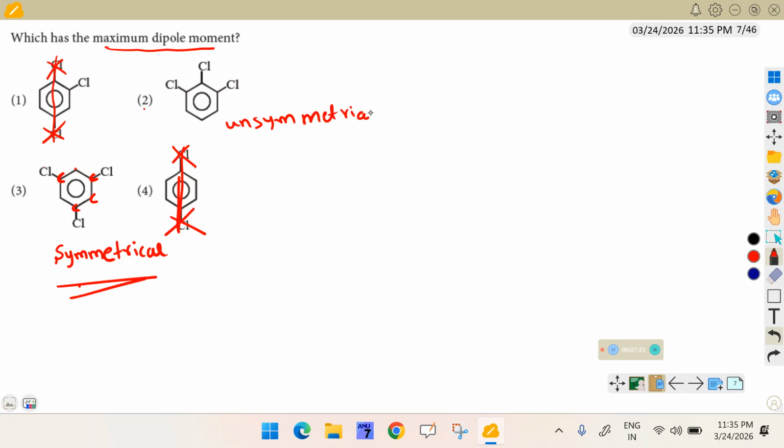For a symmetrical molecule, the mu value is 0. Here only one chlorine atom is present. Here 3 chlorine atoms are present. If the chlorines' angle is 180 degrees, they cancel with each other. But here the angles are different. So maximum dipole moment is possible in the case of the second option. The second one is correct.